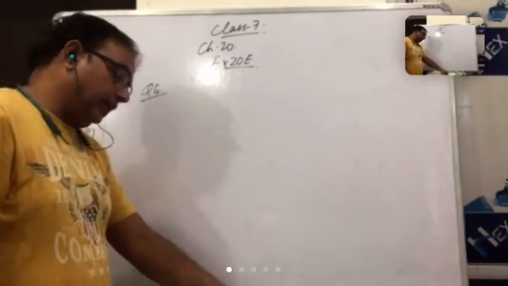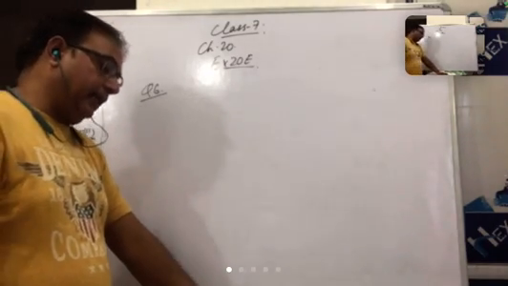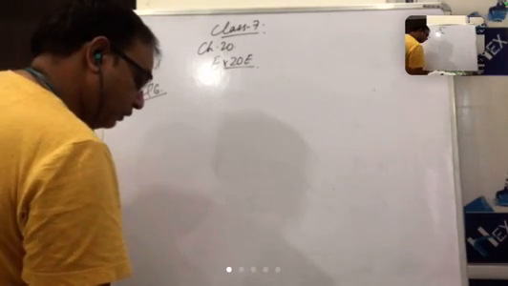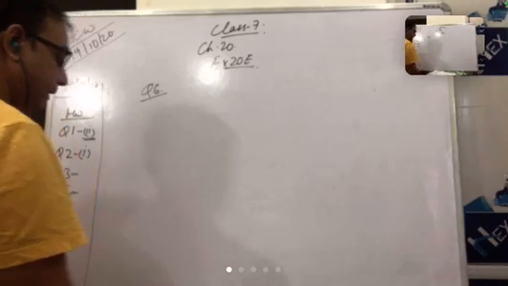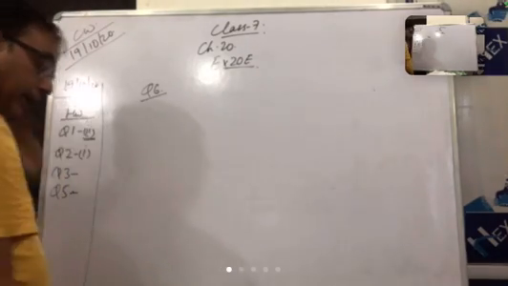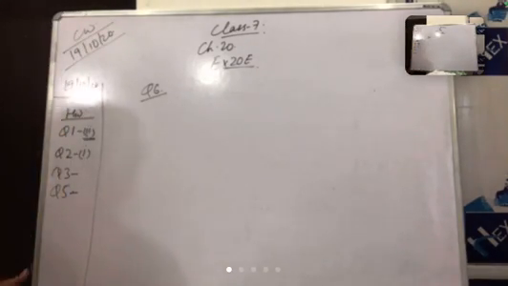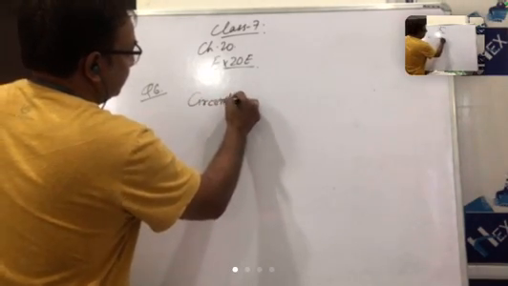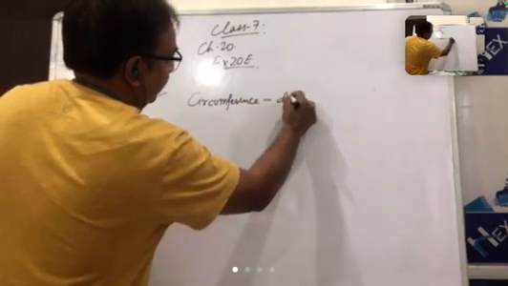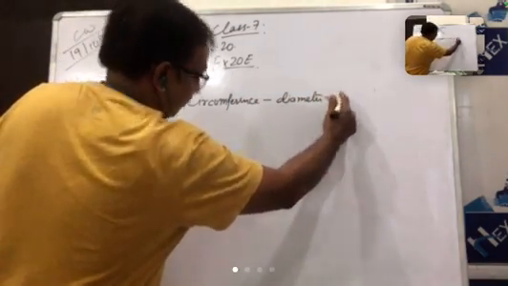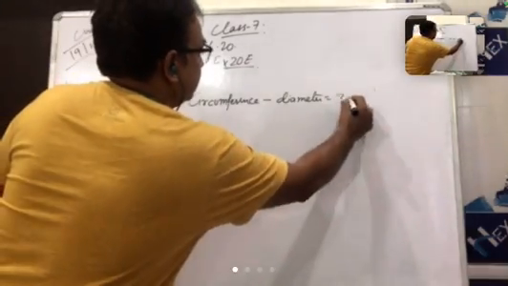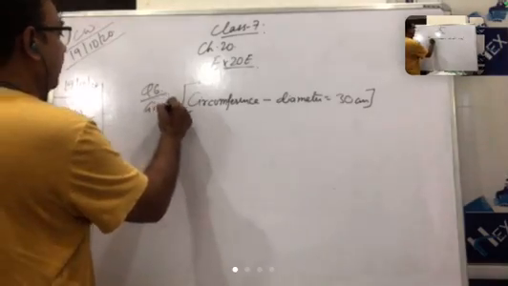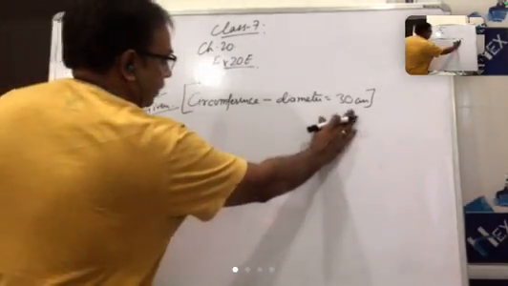The circumference of a circle exceeds its diameter by 30 centimeter. Find the radius of circle. Okay. In this, the circumference of a circle exceeds its diameter by 30, and we have to find the radius. Here we don't know anything. Here we know only one thing: circumference minus diameter is equal to 30. This is the given portion only.